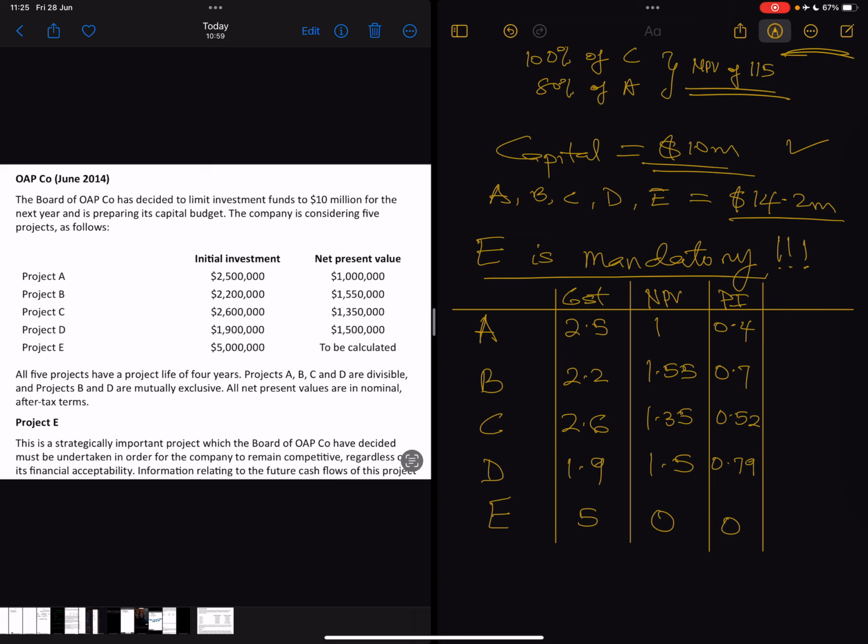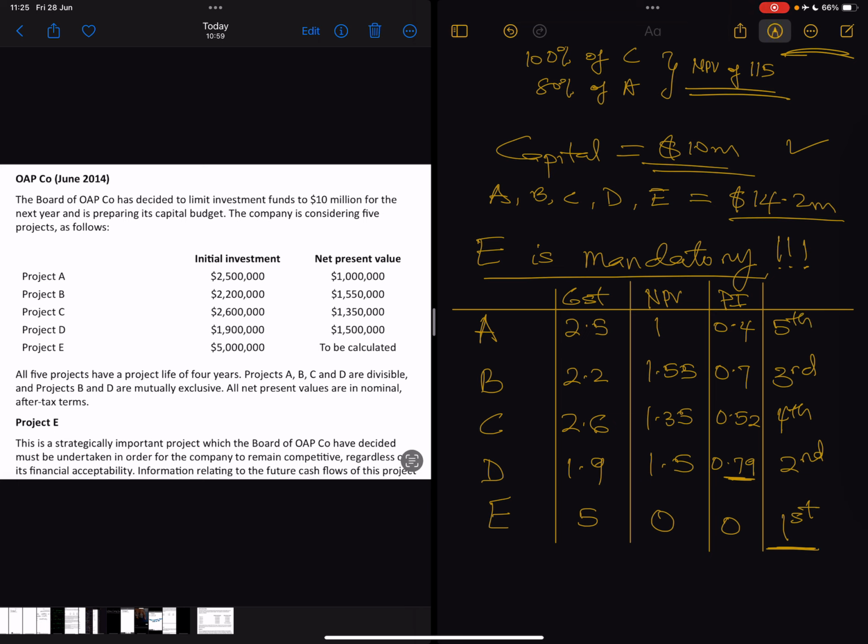Then we need to rank. What will be the first? E will always be the first, because regardless of having anything, it is compulsory and must always be done. So we must consider that first before we start spending money on other things. Then we can start using the financial acceptability, which makes D second because it has the highest profitability index, followed by B third, and this is fourth, and this is fifth.